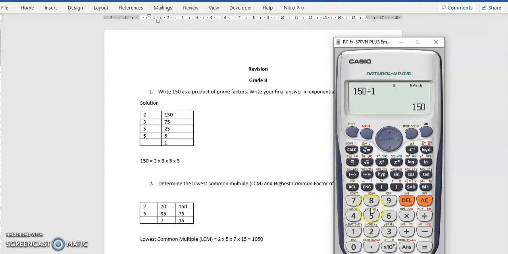Is that okay? So you are going to say 150 divided by 2. It gives us 75. So you write your 2 here and the 75 here. Are we all working together? Good. Now we are here. This is done. We are looking at this one. What number can divide 75 without a remainder?